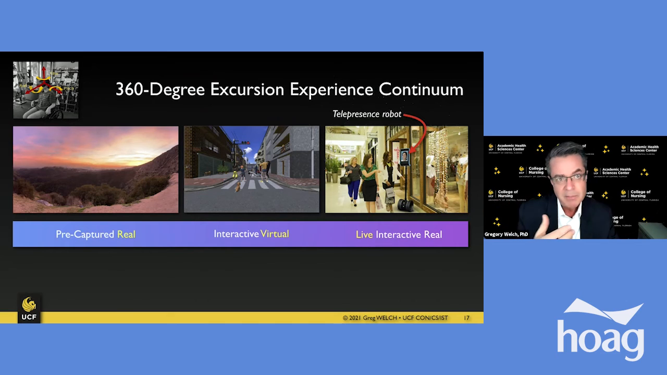In the middle, maybe I can do a virtual environment excursion. So I could be on an excursion to an imaginary place, some artificial city with artificial people who are doing things. Or I could actually go on a live excursion. And this is not new in general. People have done this with tablets. There's a telepresence robot here on the right that's made by a company called Double. There are quite a few of them.